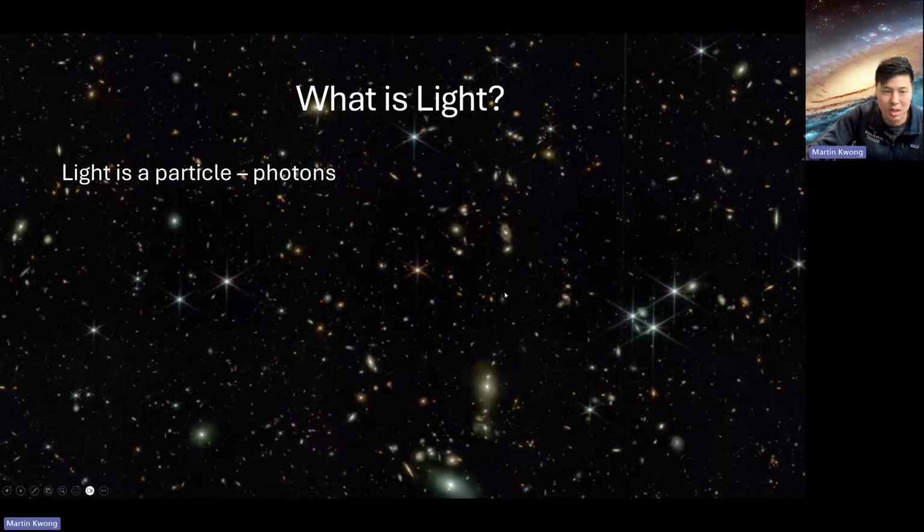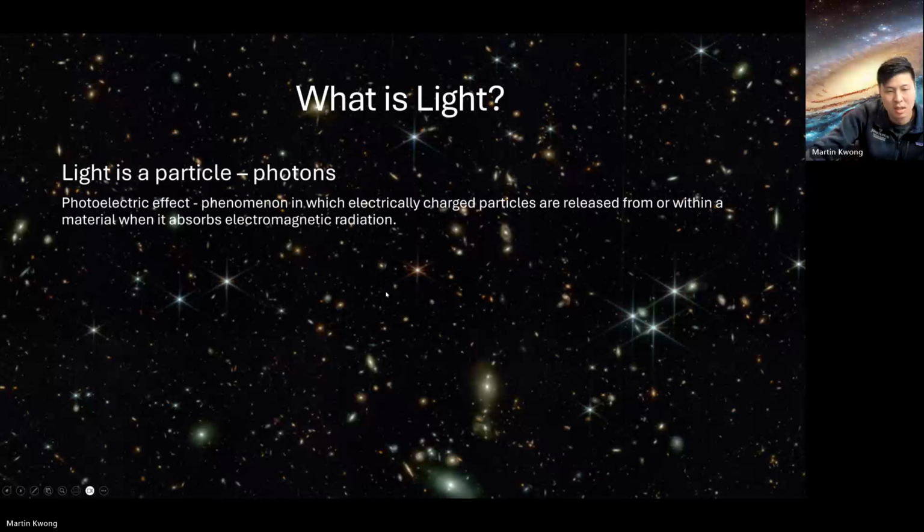So continue with what is light. Light is a particle. The fundamental particle of light are photons. I mentioned earlier about photons and electrons, their interaction. We first figured out that light was a particle from the photoelectric effect, a phenomenon in which electrically charged particles are released from or within a material when it absorbs electromagnetic radiation.